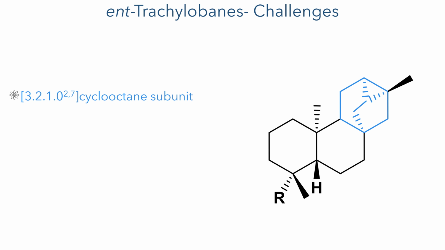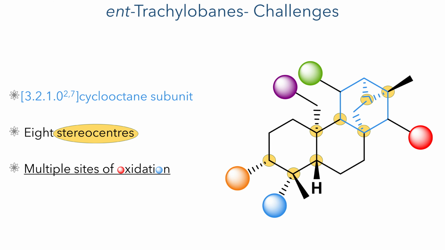This framework includes a distinctive cyclooctane subunit, comprising 6, 5, and 3-membered rings fused together. In addition, there are 8 stereocenters and multiple sites which can be oxidized to form these natural products. It is the oxidation of these sites which is the main focus of this research.